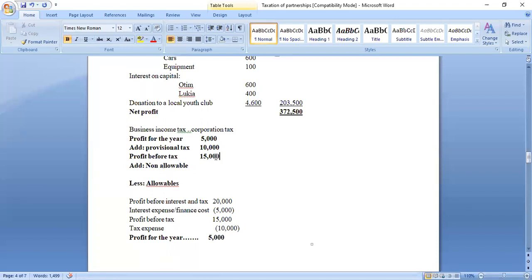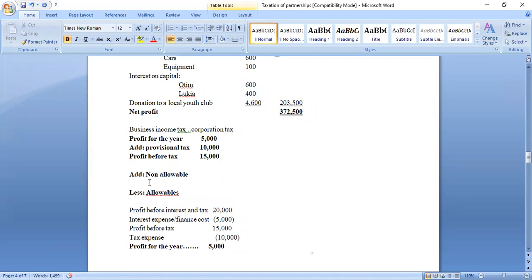So I hope we are together as far as profit before tax is concerned. Now I'm going to explain the non-allowable. How does it come about? For non-allowable, how we end up adding back, the issue is as follows. Non-allowables, we have two items.